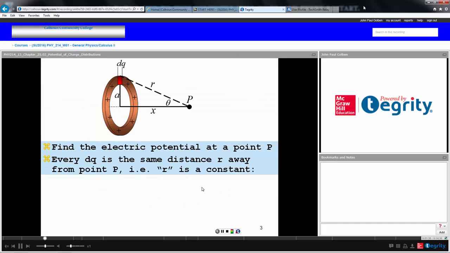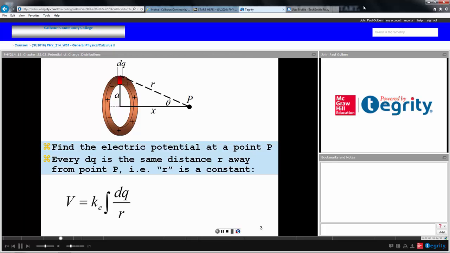Well, let's try for a ring of charge, a ring of continuous charge distributed around its perimeter. And we want to find the potential at some point P that is a distance x from the center of the ring, which has radius a. So dq is a distance r away from point P, and so is every point along this ring as we go around it. Every point is going to be the same distance r away.